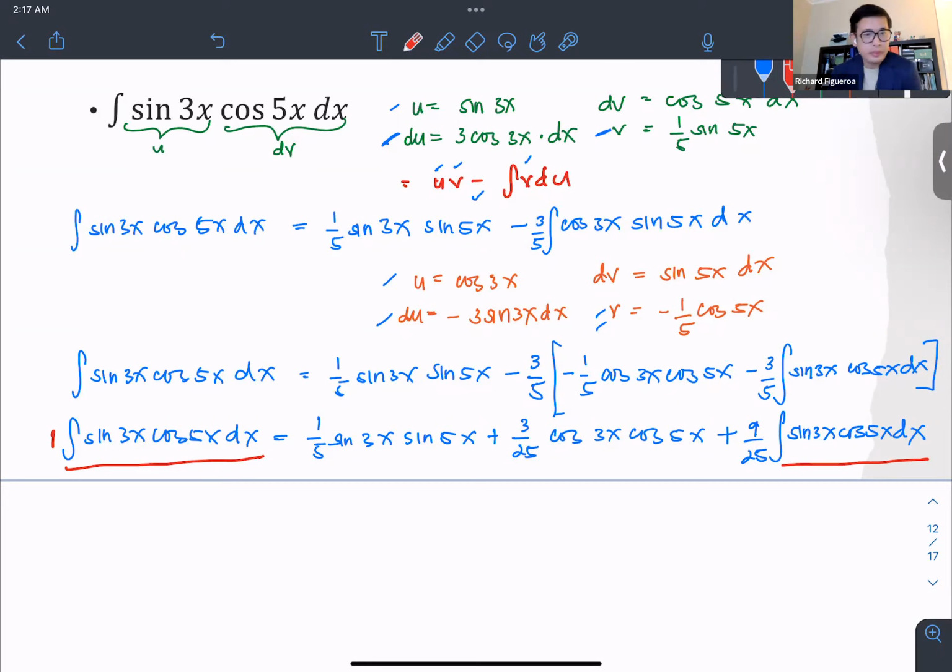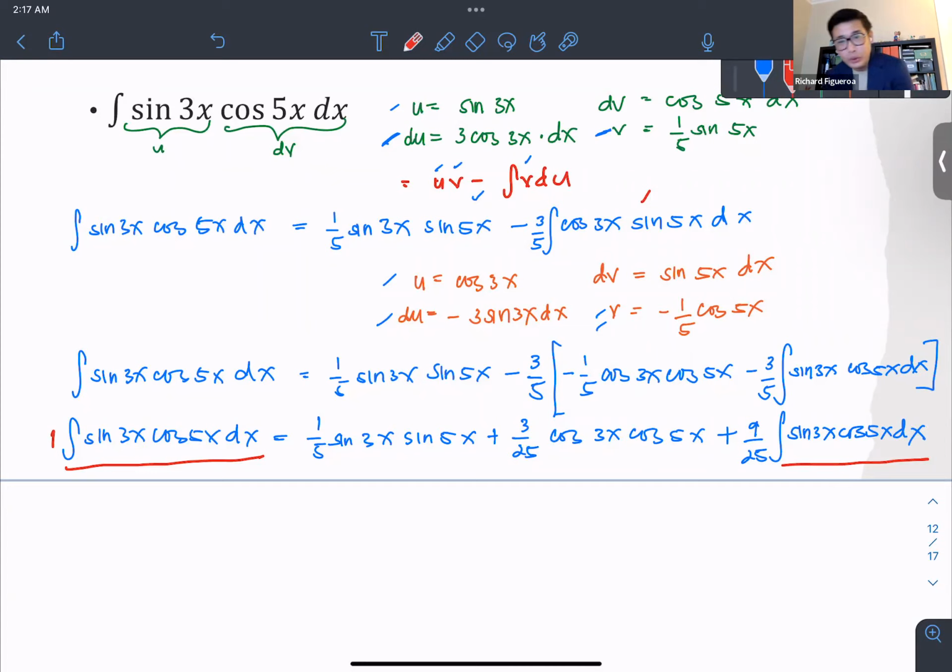So instead of doing the integration by parts again, because if we do the integration by parts again, we'll go back here, and then do it again, we'll go back here, and so on. There will be a looping, so there's no end to that one.